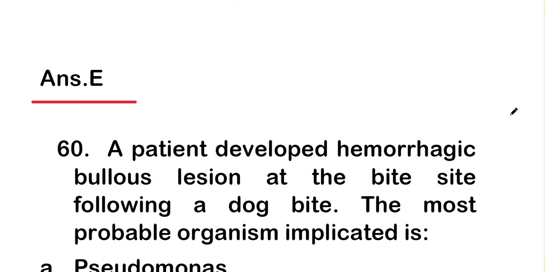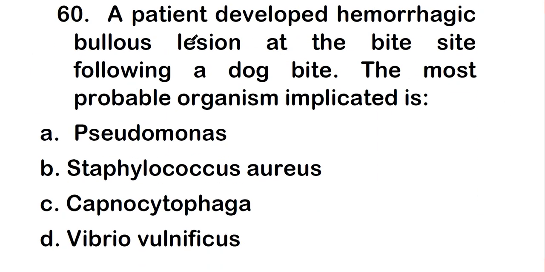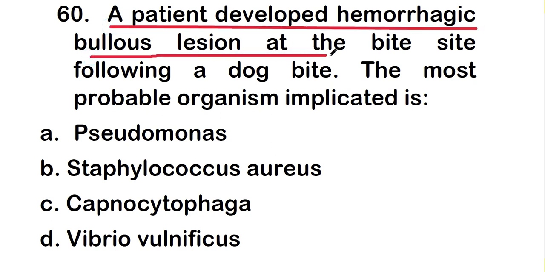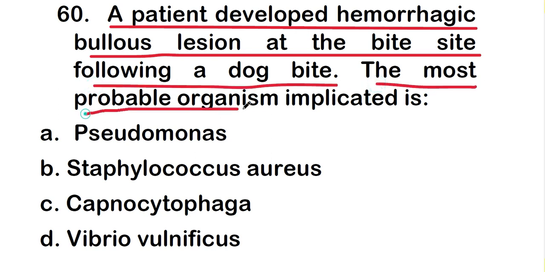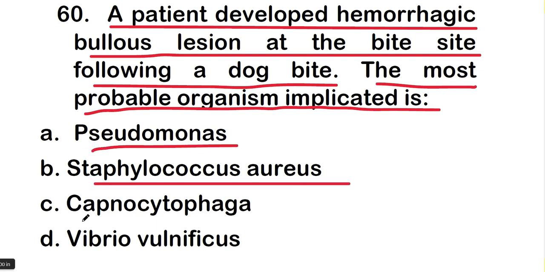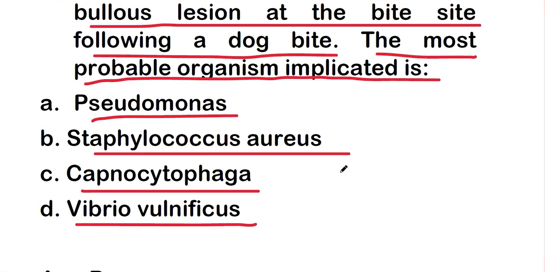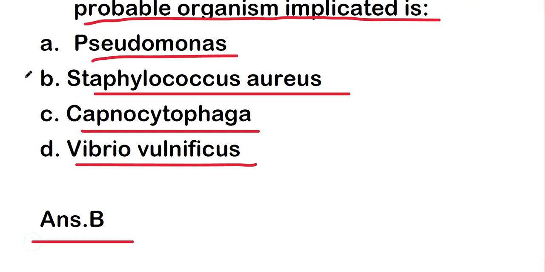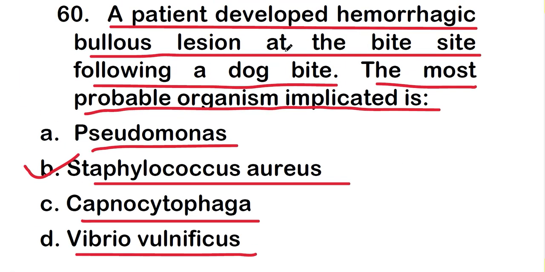Okay, so the last question of this video is, a patient developed hemorrhagic bullous lesion at the bite site following a dog bite. The most probable organism implicated is Pseudomonas, Staphylococcus aureus, Capnocytophaga, or Vibrio vulnificus. And the right one is option B, that is Staphylococcus aureus. So a patient developed hemorrhagic bullous lesion at the bite site following a dog bite. The most probable organism implicated is Staphylococcus aureus.